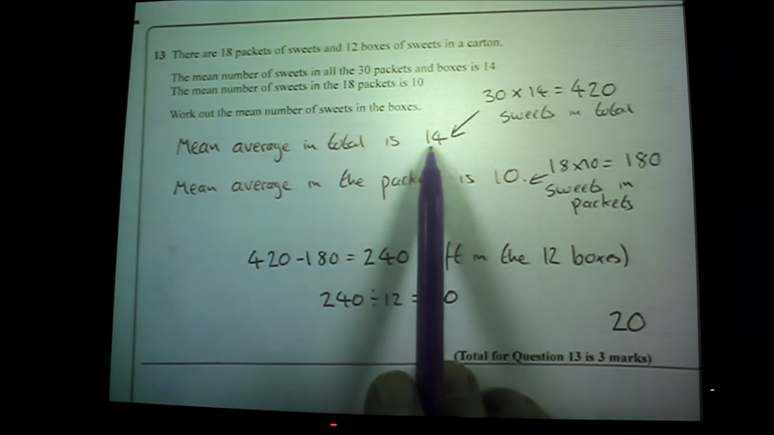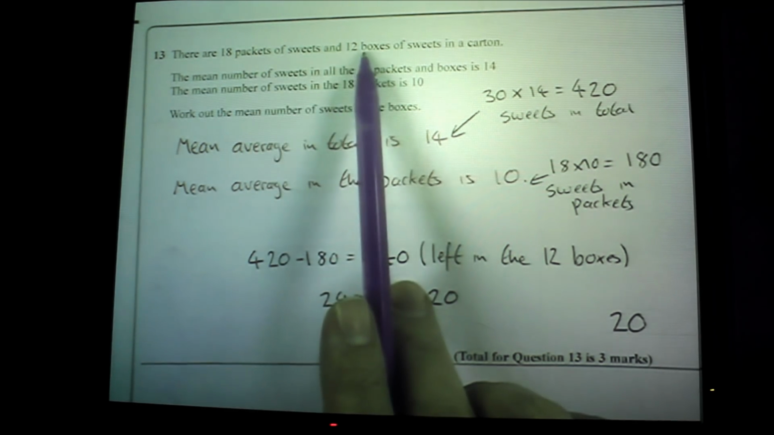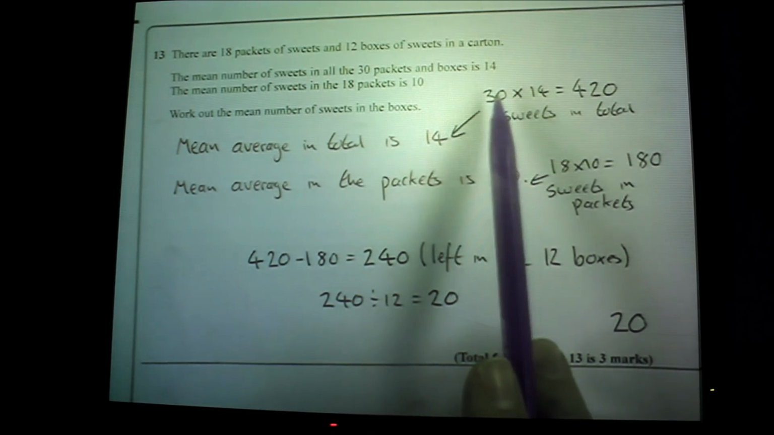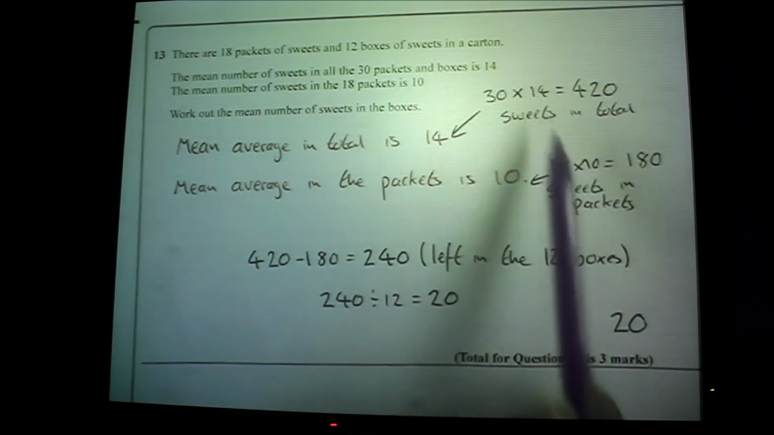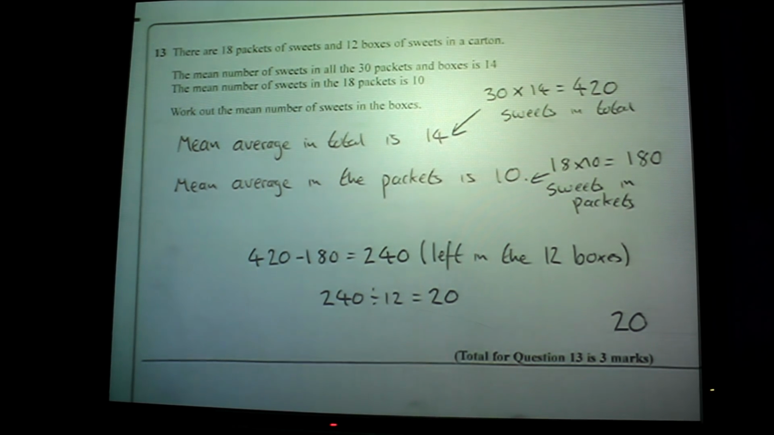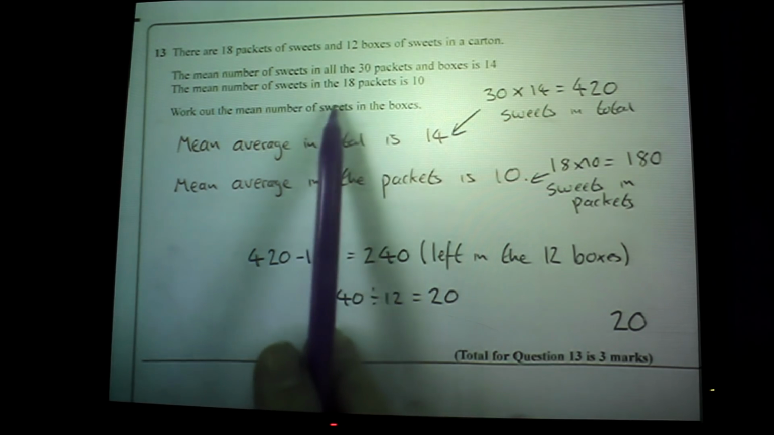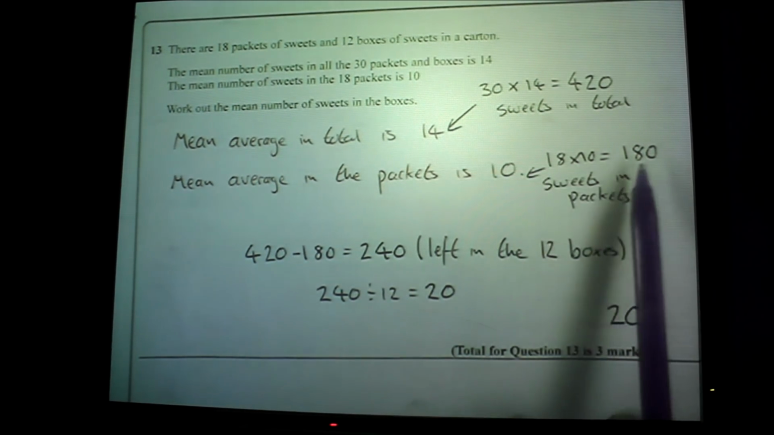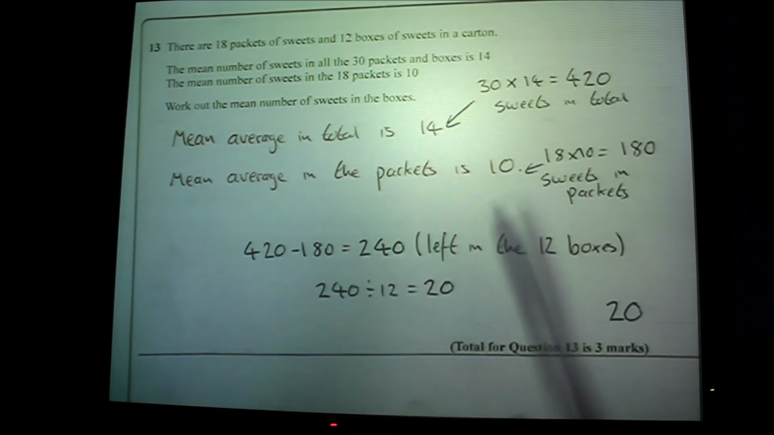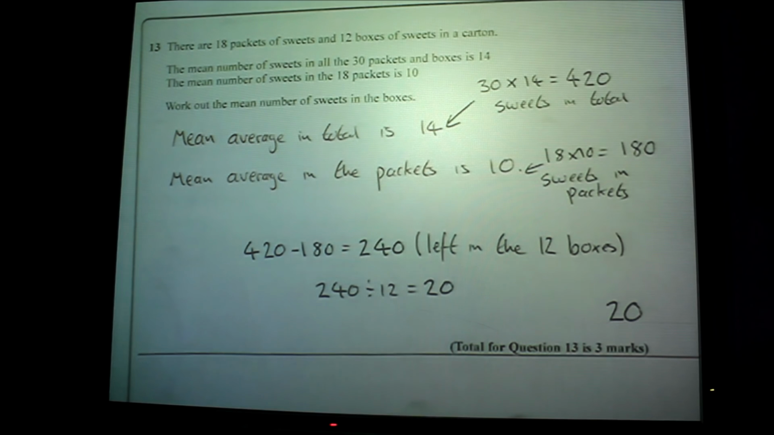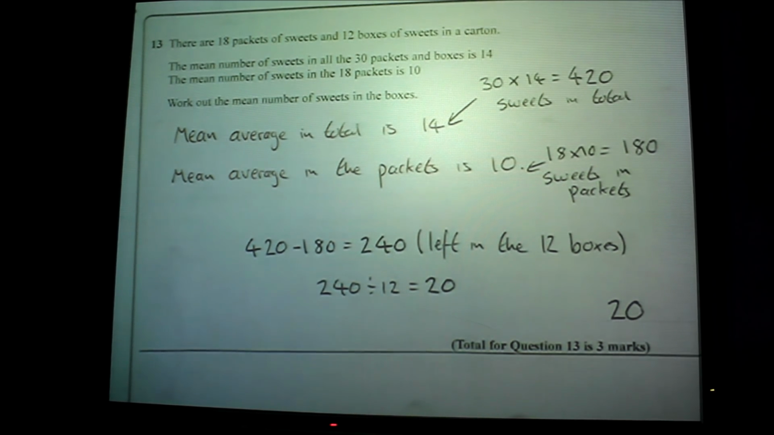So that means, because there's 18 packets and 12 boxes, 18 and 12 gives you 30. 30 times the average 14, so there's 420 sweets in total. I've made a note of that. The mean number of sweets in 18 packets is 10, so I've done 18 times 10, 180. Now I've done the total, take away the number of sweets in the packets to give me 240 sweets left in the 12 boxes.